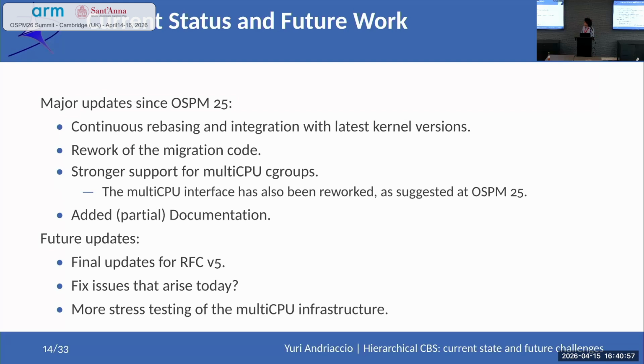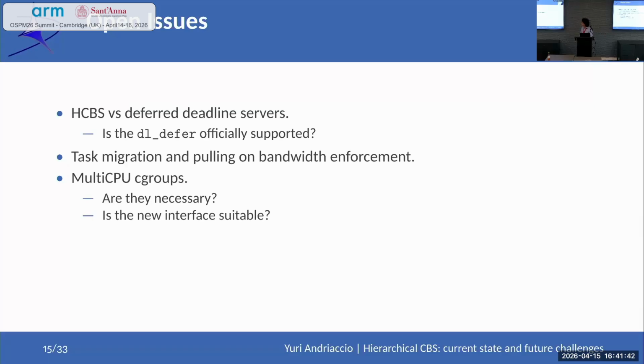So I was saying I've been rebasing it, and the migration code has been reworked since last year. And since I mentioned that we want to support the per virtual CPU settings, there is this multi-CPU feature which has been reworked. Also, the interface as suggested last year, and I have also added partial documentation on what is going on. So for the future, I hope to fix issues that arise today, and I'll try to send you a new request for comments very soon, hopefully with more stress tests. And yeah, I will talk about some of the open issues.